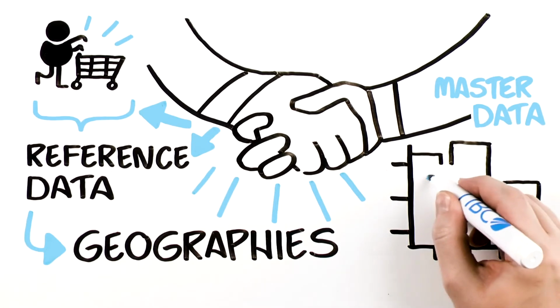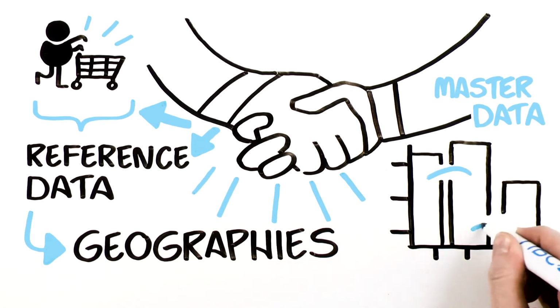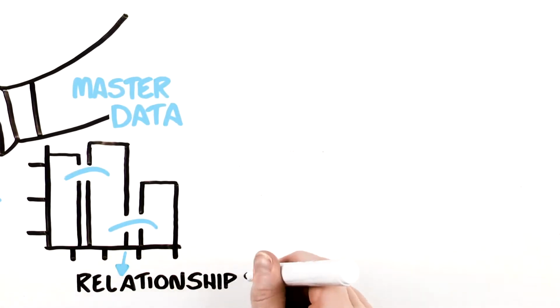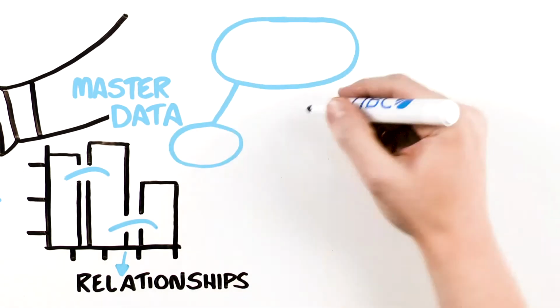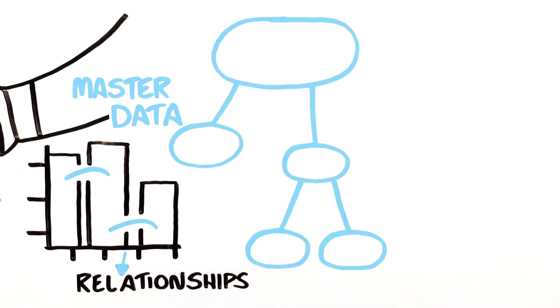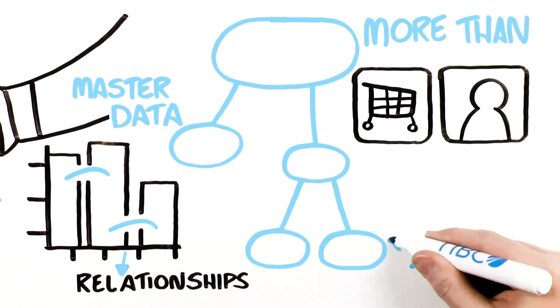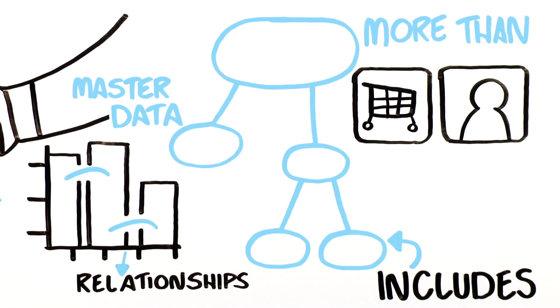Naturally, tying these three big blocks of data, product, customer, and reference data, together forms relationships. That's how we get a web of connections, or network graph. As a consequence, our view of master data is more than just the product or the customer domains separated from each other. It includes the connections.